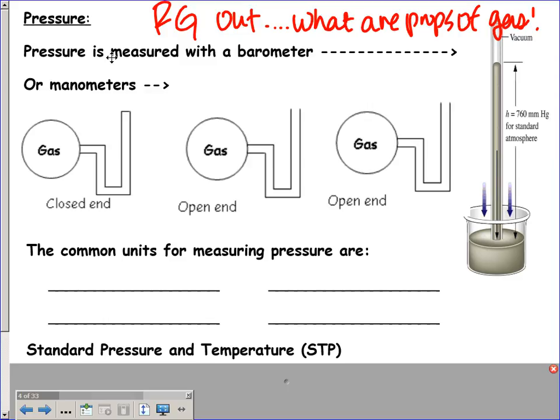Compressible, right? What's another property of gas? Okay, so they spread. So I'm going to say low attractions for each other. So meaning they spread out, right? They diffuse.